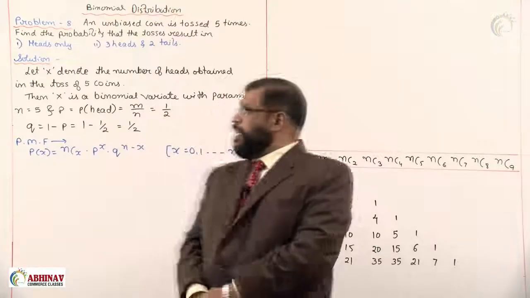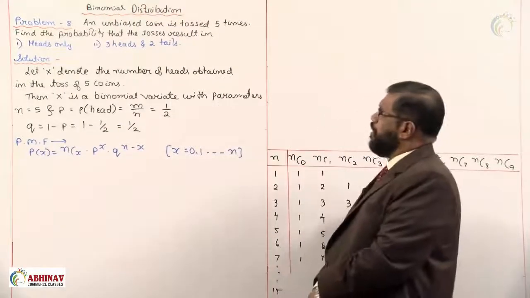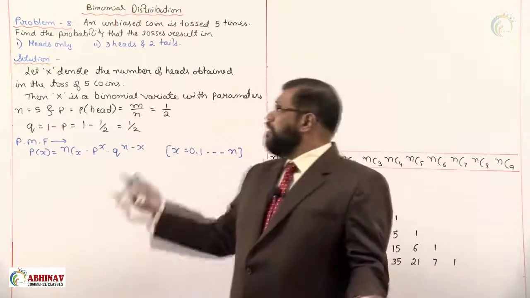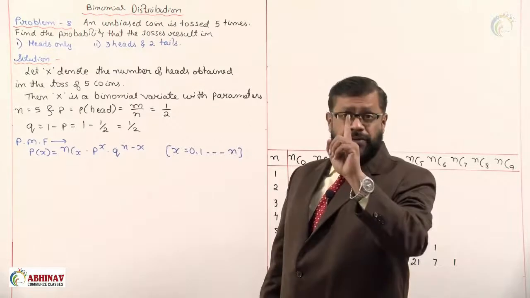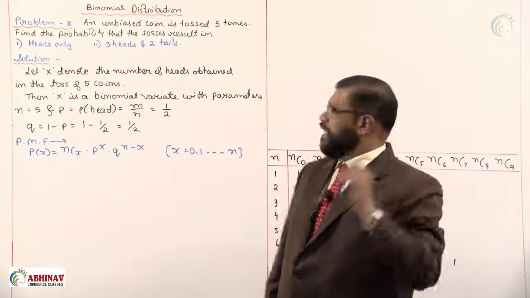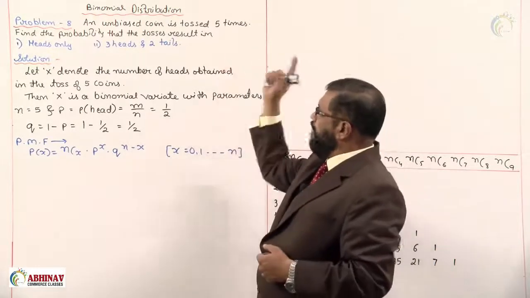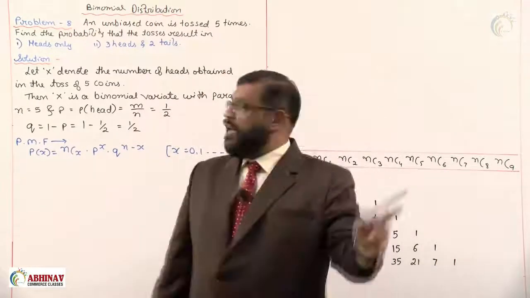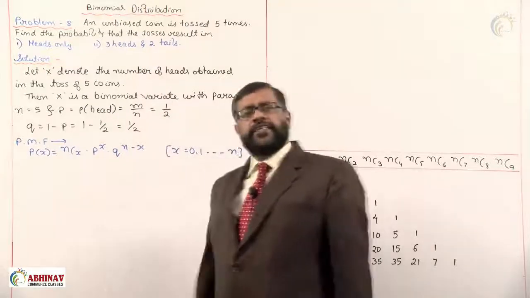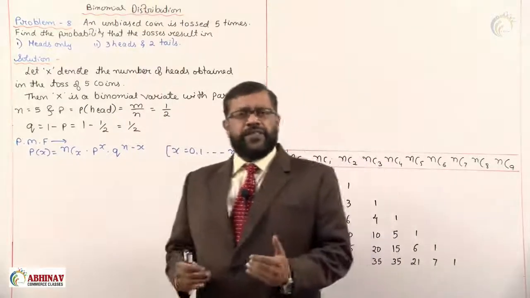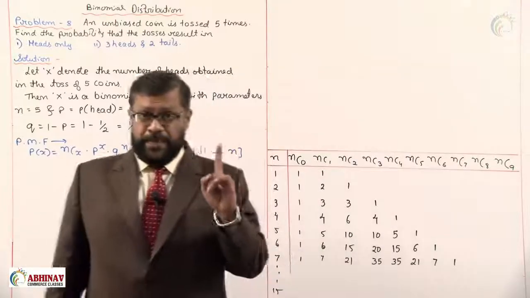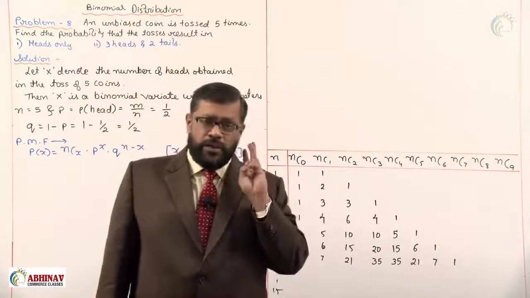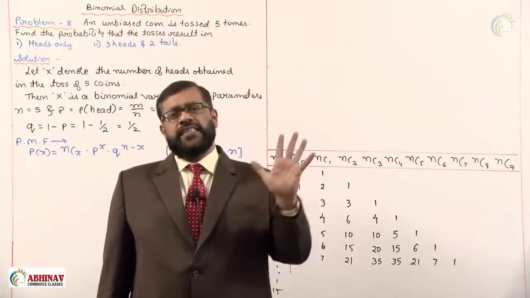Fine. The problem says an unbiased coin. Unbiased means which is not a biased coin, because when you toss a coin, it has to be a fair coin. There shouldn't be any bias in that. It is tossed 5 times. Find the probability that the tosses result in number 1, heads only, and number 2, 3 heads and 2 tails. Very first, denote x. See the steps. Denote x, write the parameters, find q, write the PMF and then start solving.